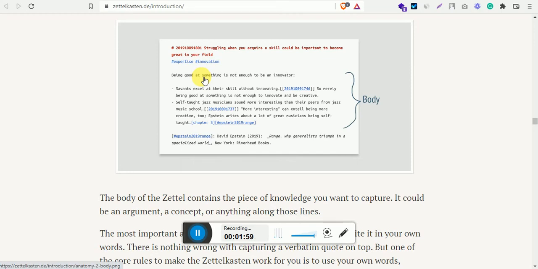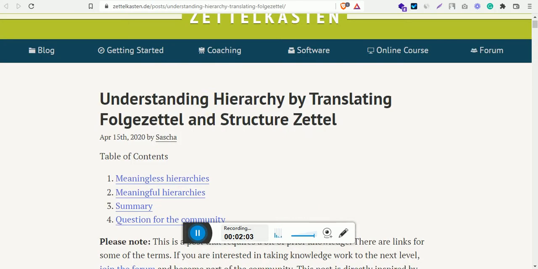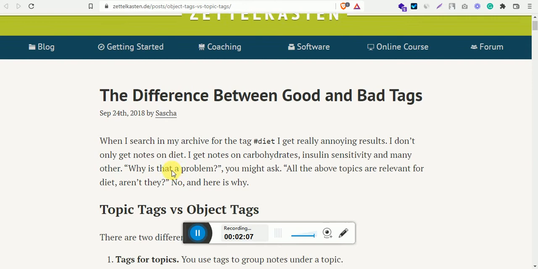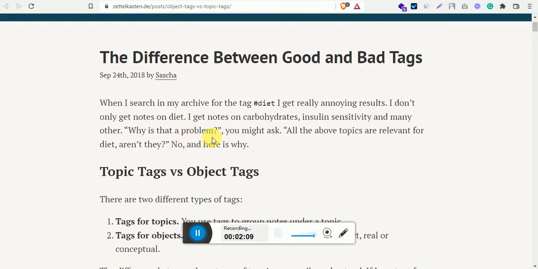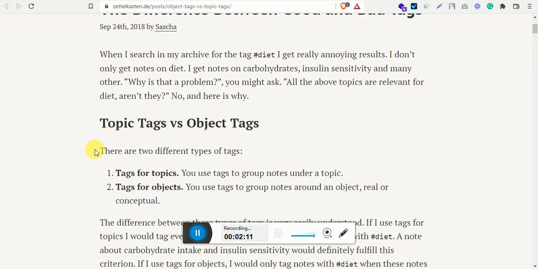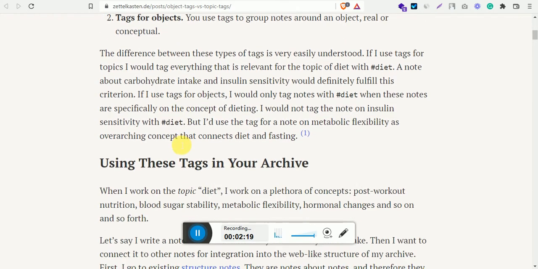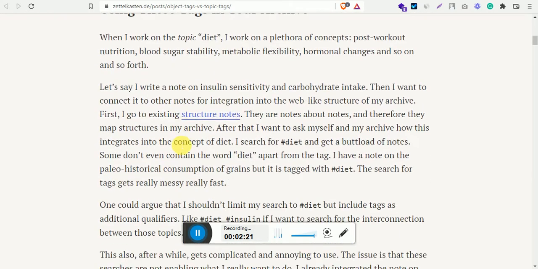So now let's see how to use this tagging. What are good and bad tags? There are two different types of tags. One is tags for topics, and another is tags for objects. Then how do you differentiate between these two things?